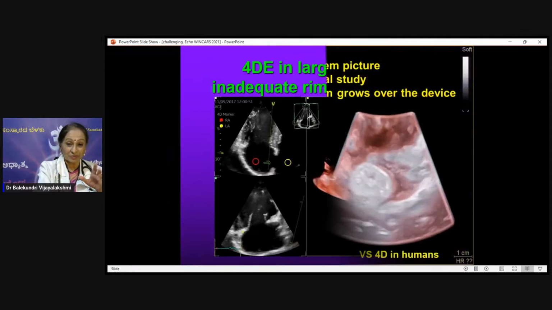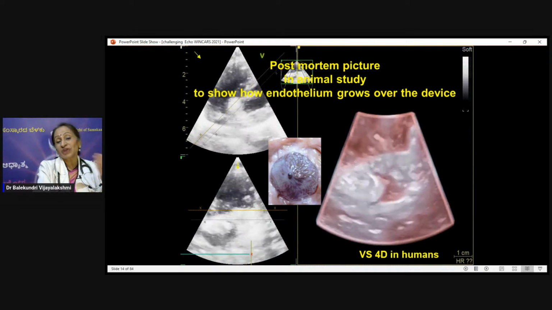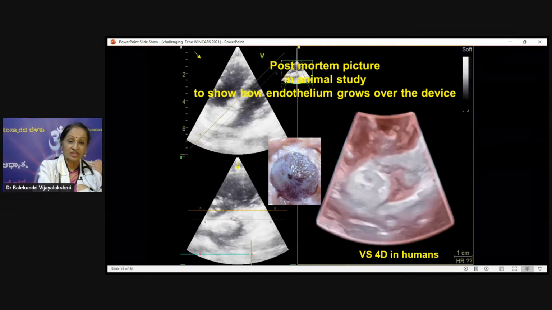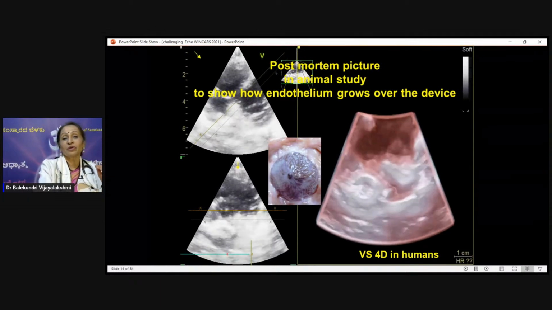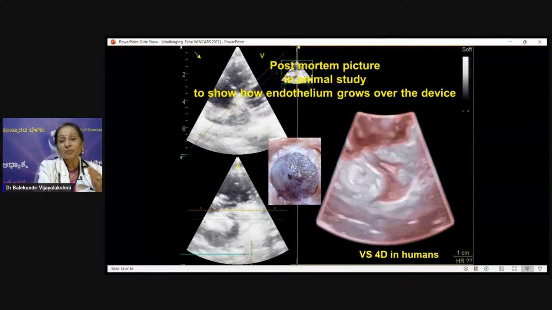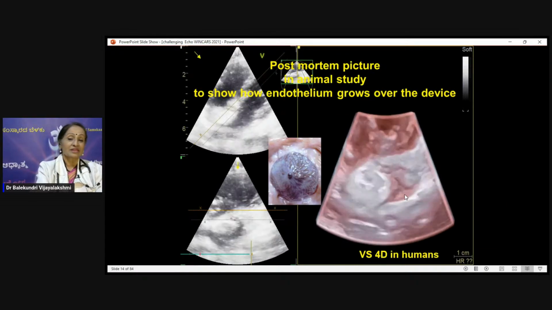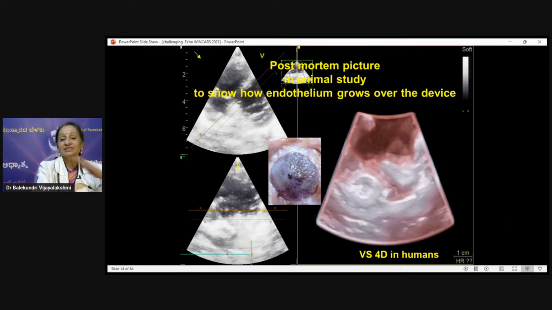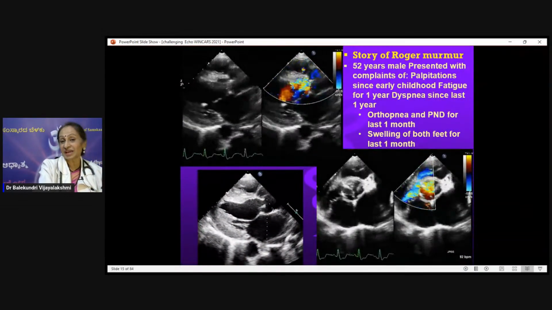yellow balloon is going. And not only that, in the past, this is the first animal study when they used to dissect, do the autopsy and see whether the endothelium has grown or not. But today, with the 4D echo, when we do the follow up echo, we can see that the endothelium is beautifully grown over the whole device. And this is how you can see that there is no thrombus, no vegetation, nothing, and it is endothelialized. And this is how we know how beautifully the ASDs can be closed.